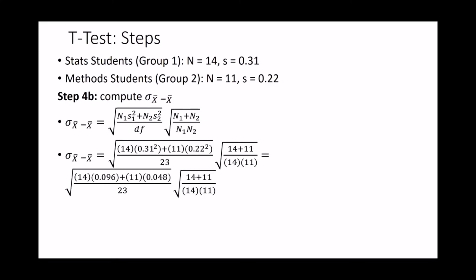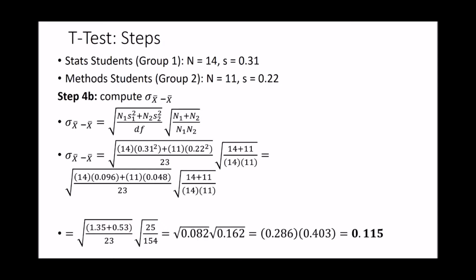On the right side we have 14 plus 11, which is our two sample sizes for each group, and then 14 times 11, which again, sample sizes for each group. And then if we move down here, what I've done here is squared the two standard deviations. That's all I've done in the next equation, and everything else is the same. So let's move on to the next piece of this.